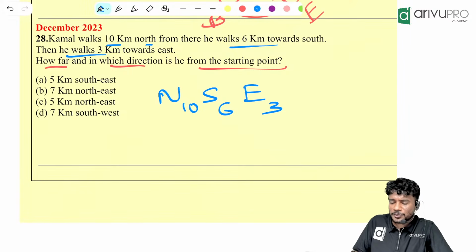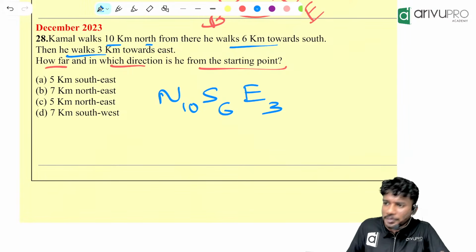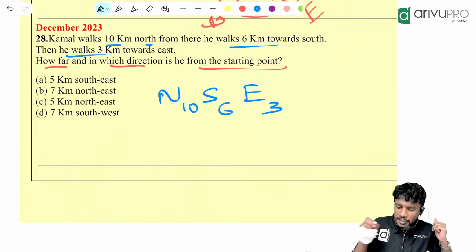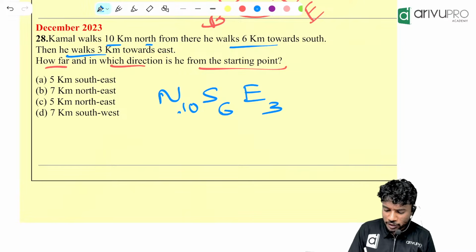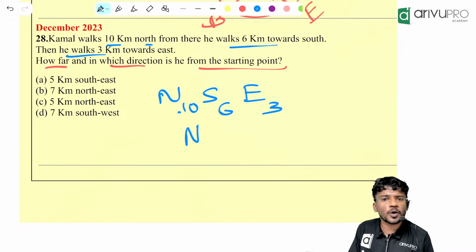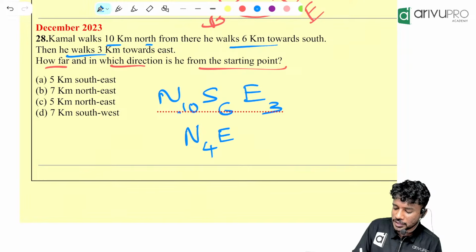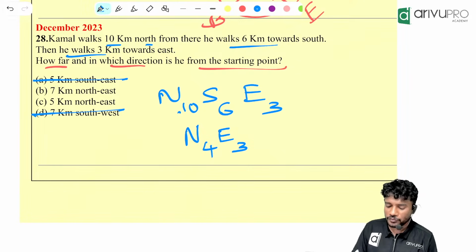You tell me whether this question is repeated or not. Again, the same repetition is happening with the same question. Then tell me what is remaining. North and south. Which is the bigger one? North. 10 minus 6 is what, people? 4. East is how much? 3. So northeast is the direction. So this is wrong. We need to know the distance.